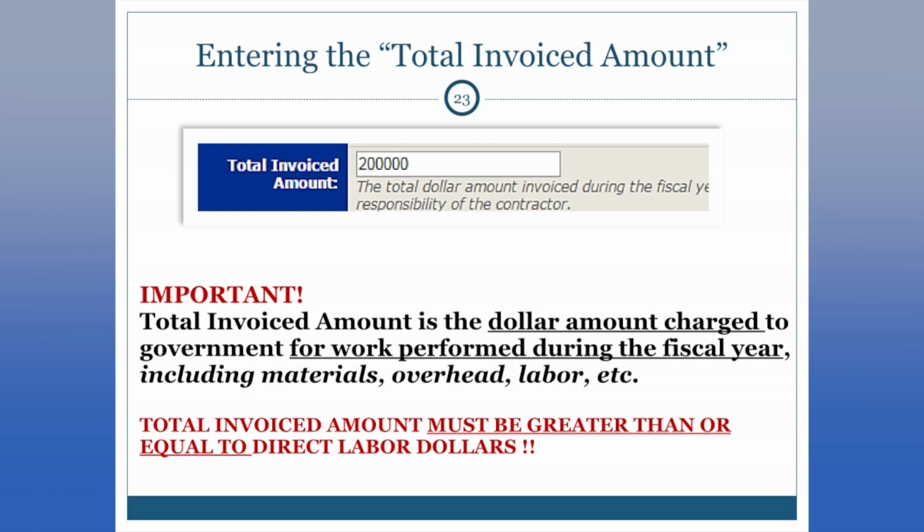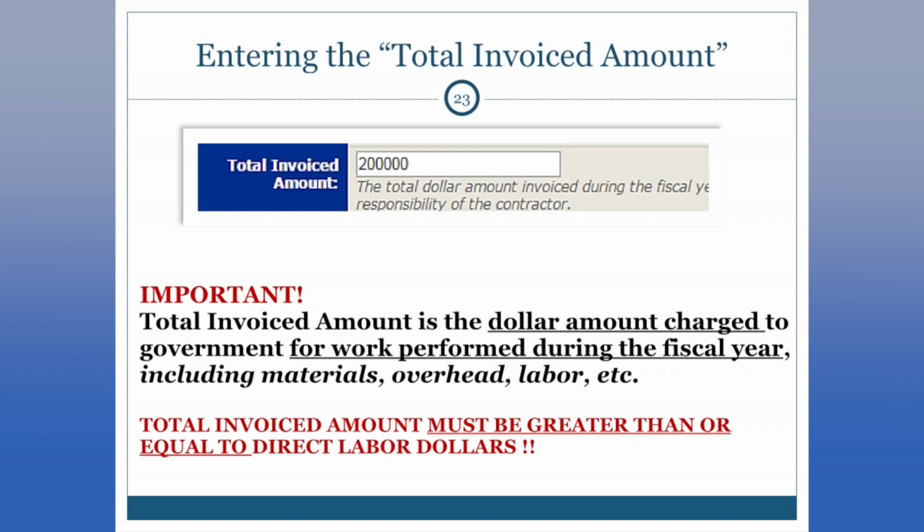So that's important because a lot of our contracts cross fiscal years. When you're doing a Manpower report for FY 17 or FY 18 or whatever fiscal year it is, you are just reporting on services done in that fiscal year only.